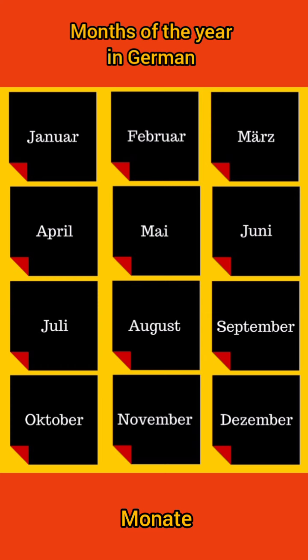Months of the year in German. Januar, January. Februar, February. Mars, March. April, April.